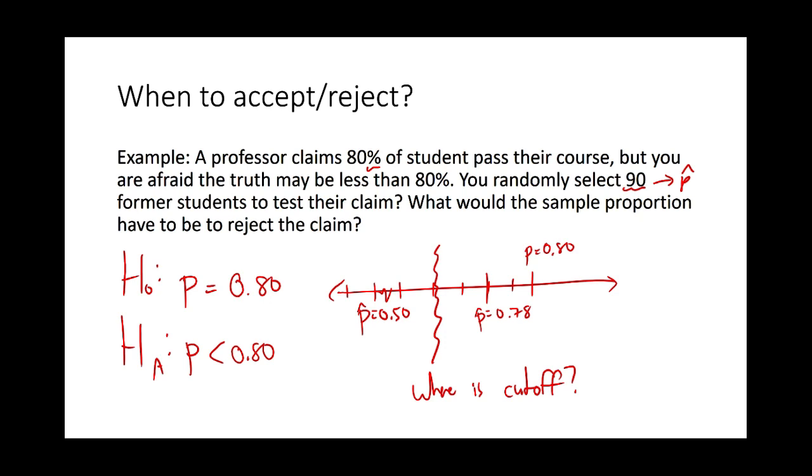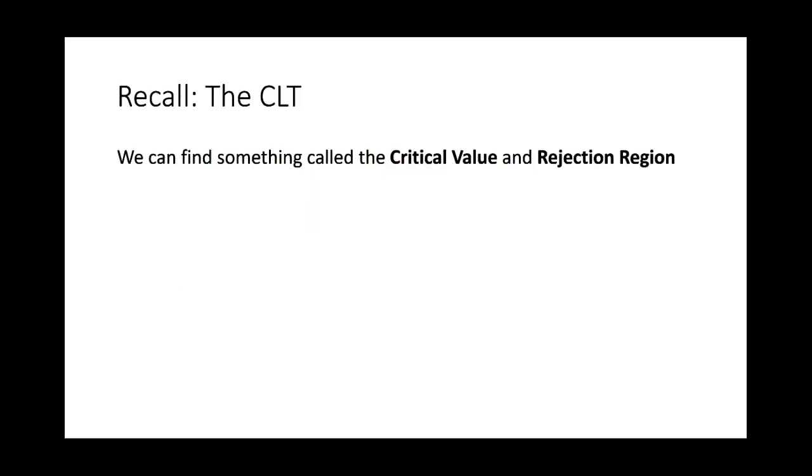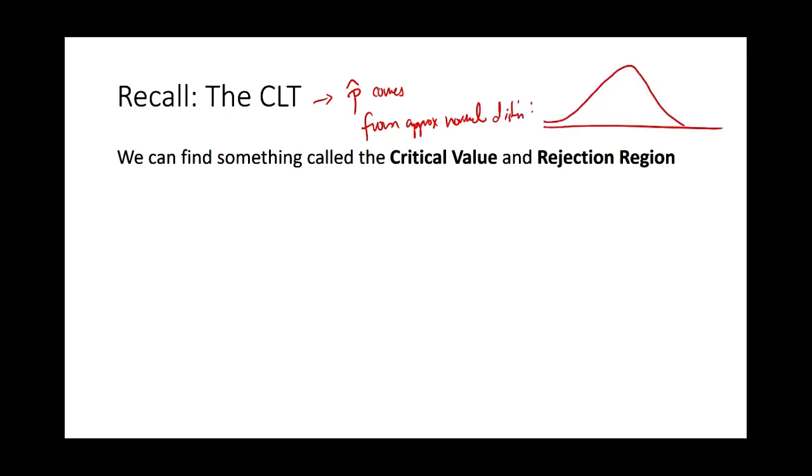So we can still use a lot of the same concepts though, as we did when we constructed our confidence intervals. Okay. So this is what we got to do. We got to figure out how to decide where to cut this thing off. So here's the idea. We know from the central limit theorem that p hat comes from an approximately normal distribution, centered around the true proportion.